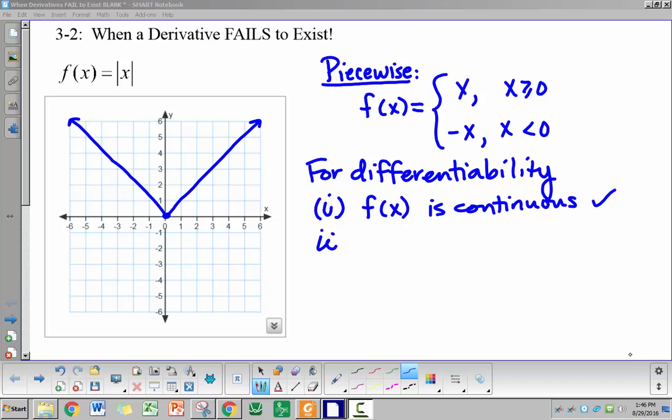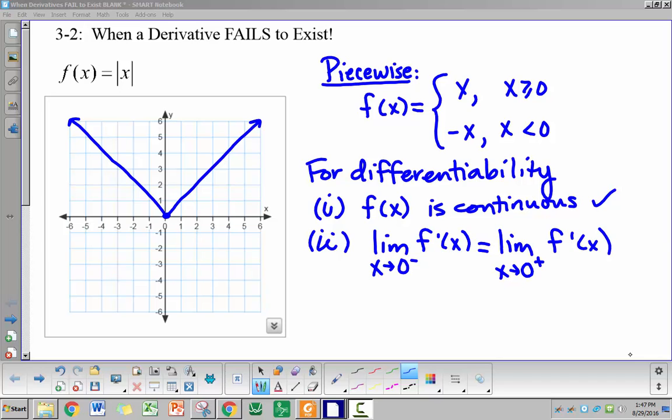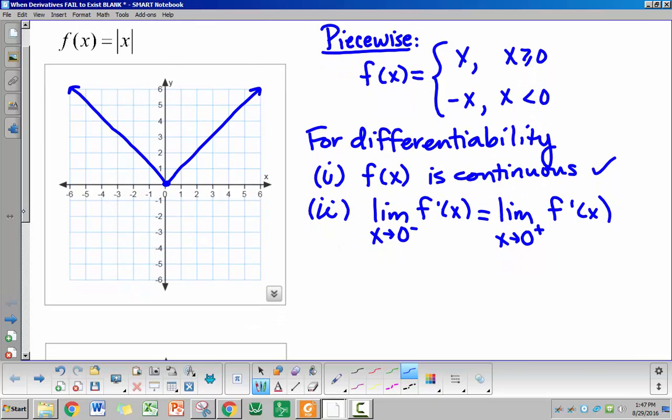And then the second thing we have to check is the slope from the left at every point. And where is it going to have trouble with the slope being the same from the left and the right? At x equals 0. So the slope from the left, that means f prime of x has to equal the slope from the right. And in this case, if we were going to write a function for the derivative, that would be f prime of x.